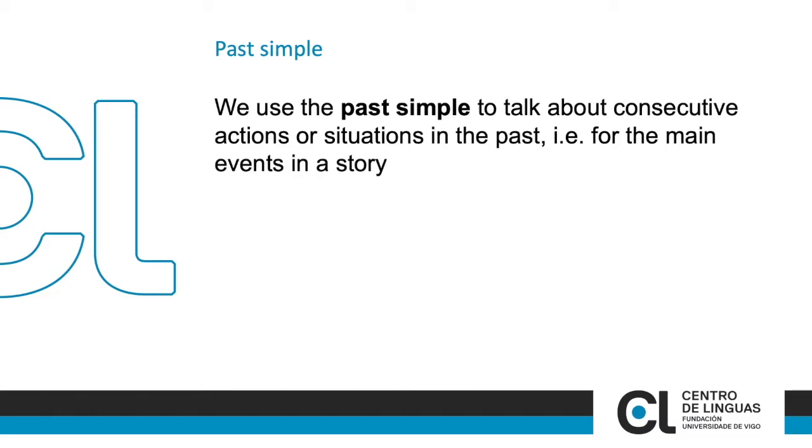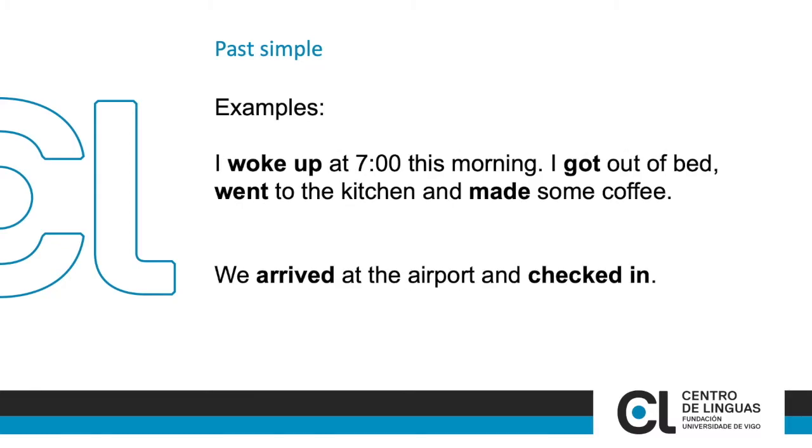We use the past simple when we want to talk about consecutive actions or situations in the past. Let's look at some specific examples. The first one, I woke up at 7 o'clock this morning. I got out of bed, went to the kitchen, and made some coffee. These events happened consecutively. First I woke up, then I got out of bed, then I went to the kitchen, and then I made some coffee.